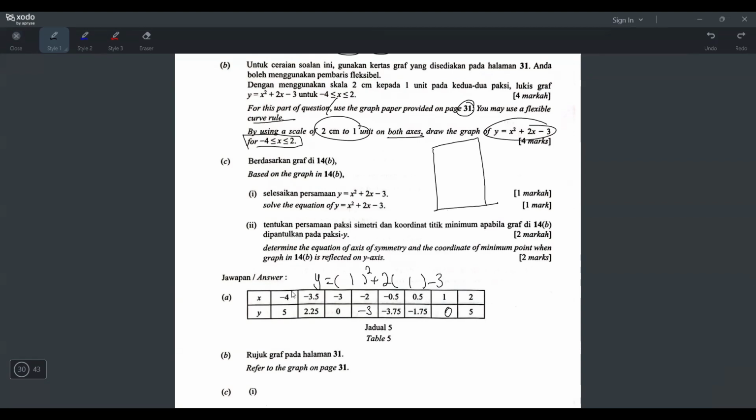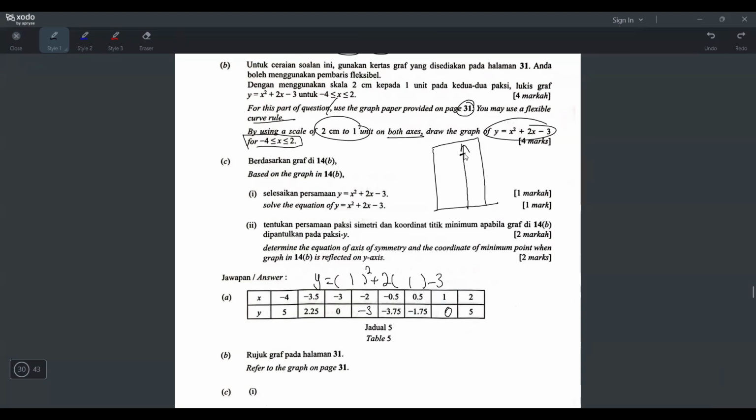So how to decide? Okay, the way I teach my student is when you draw the y-axis first, you look at the x value. You can see that the smallest x value is negative 4, and the biggest is 2. So what we can do is draw our y-axis slightly to the right. You know why, right? Because here we only go until 2, but here we go until negative 4. So I need more space here.